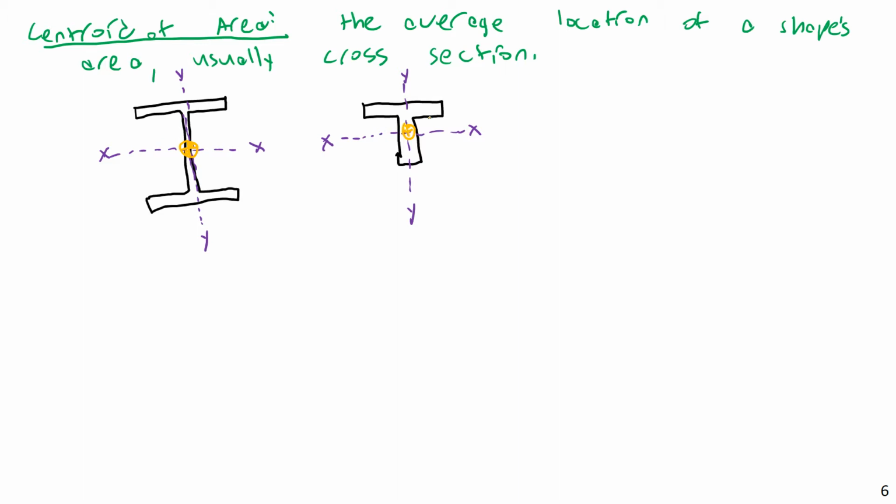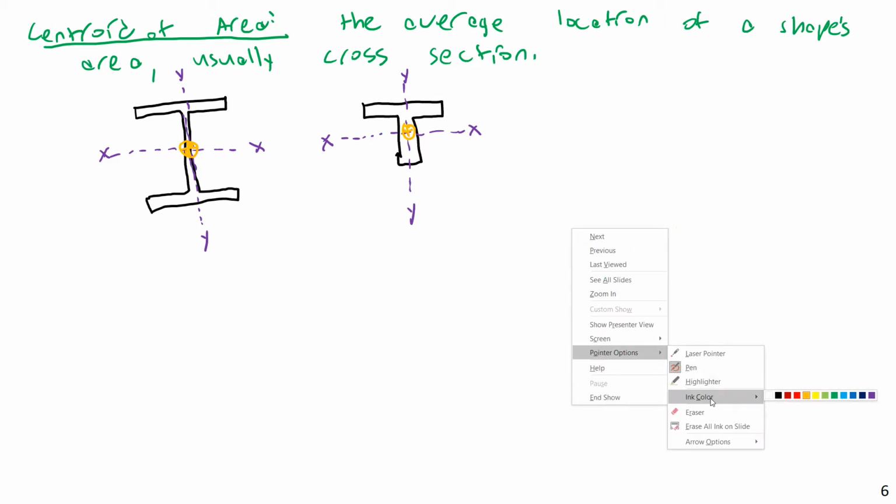It would be shifted up a bit from the halfway point. In other words, the distance from here to here would be less than the distance from here to here, because there's a lot of area in this top flange here, and less down here, so it would have to be shifted a bit upward.